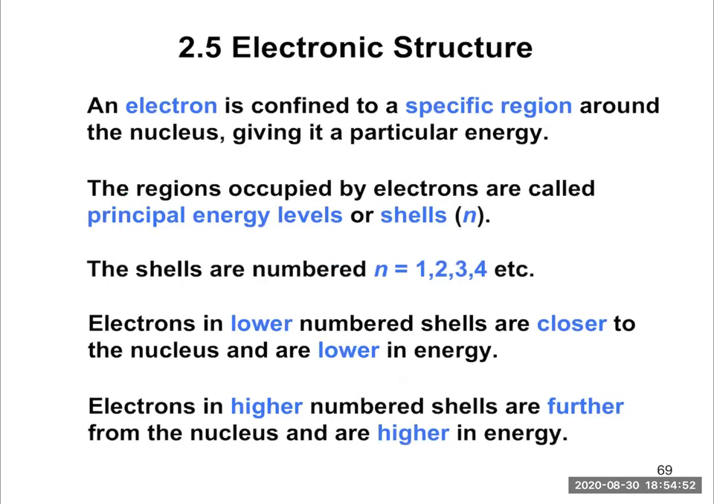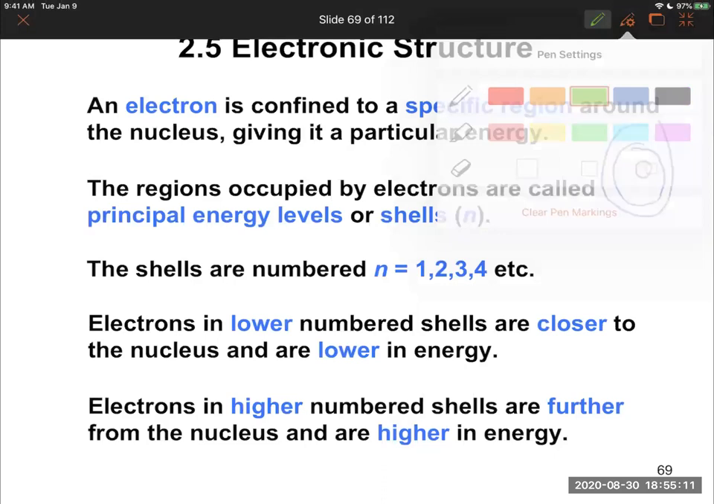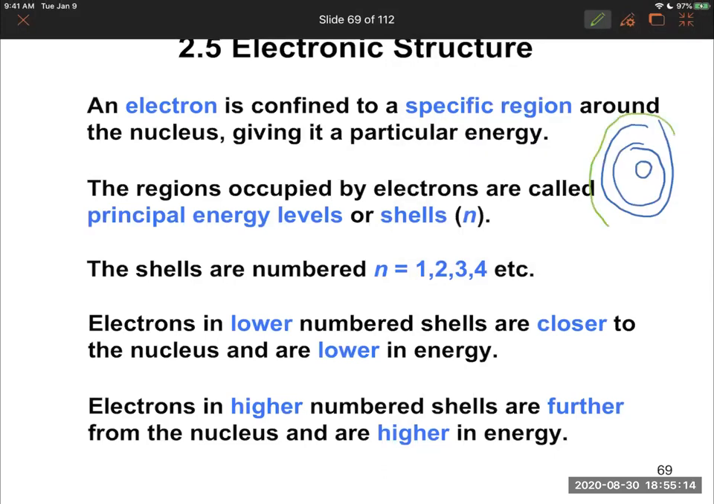So an electron, it's in a specific region, right? We have the nucleus, and then we have these shells where you find the electrons. There are going to be more than one shell. Each shell can only hold a certain amount of electrons. The first shell can only hold 2 electrons and has a certain amount of energy. If you need to put more electrons than that, you need to go to the higher level. They call this the principal energy levels or shells, and we represent this by N.